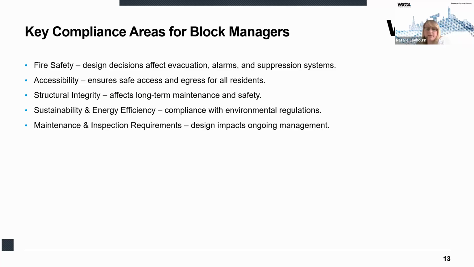Design decisions made by the principal designer, such as compartmentation, alarm systems, sprinklers and escape routes, have a direct impact on resident safety. As block managers, understanding these decision elements helps you plan inspections, manage ongoing maintenance and ensure compliance with fire safety requirements. You have accessibility. Buildings must provide safe and convenient access for all residents, including those with mobility challenges. Decisions made at design stage, such as ramps, lifts, and door widths, can affect both resident experience and maintenance responsibilities.